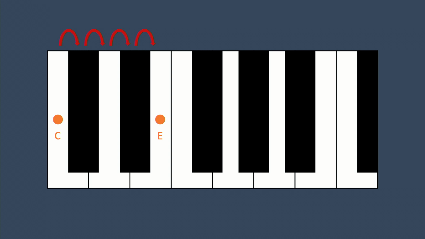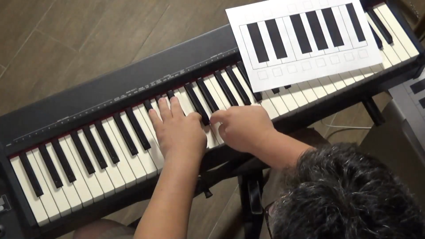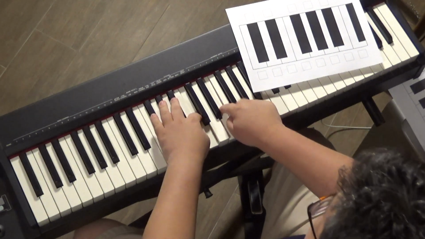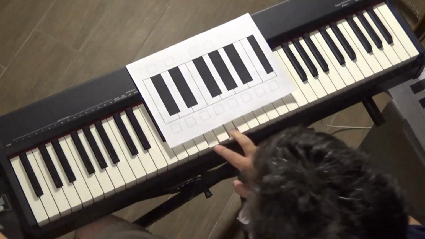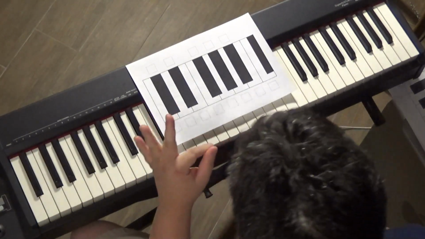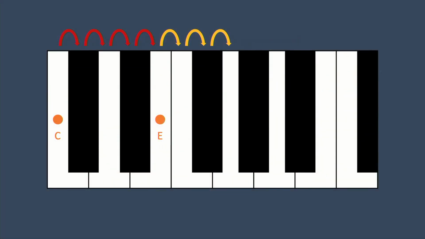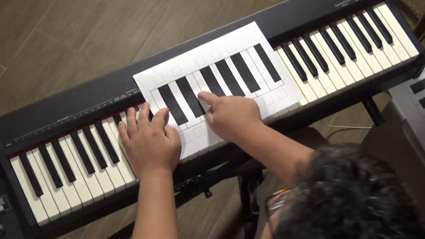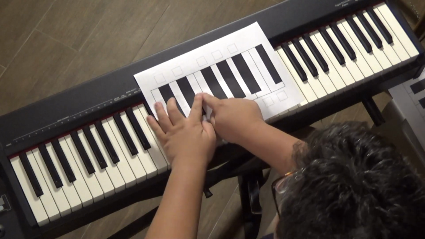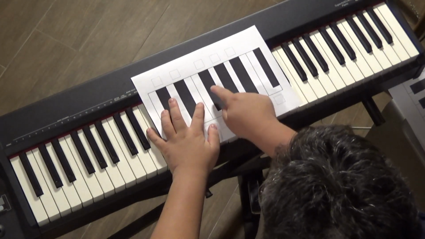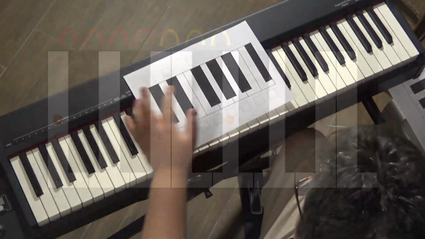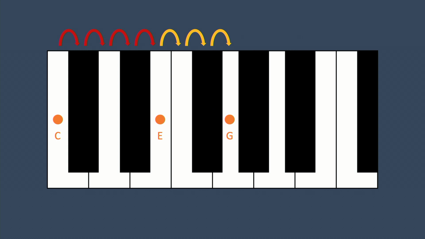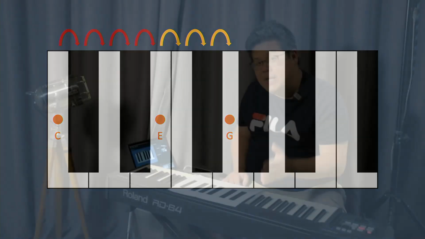So it's C, 1, 2, 3, 4. This is E. So those are 2 notes. How do you find the third note? Very simple. You jump 3 steps because it's major, 4 plus 3, right? So C, jump 4 steps: 1, 2, 3, 4. You get E. So to jump 3 steps from E, 1, 2, 3, you get G. So C, E, and G are the 3 notes that make the C major chord.